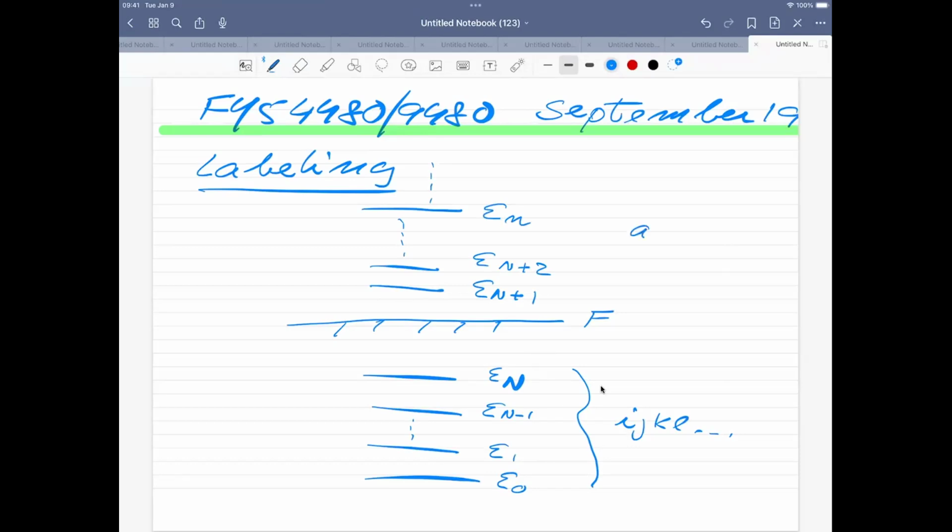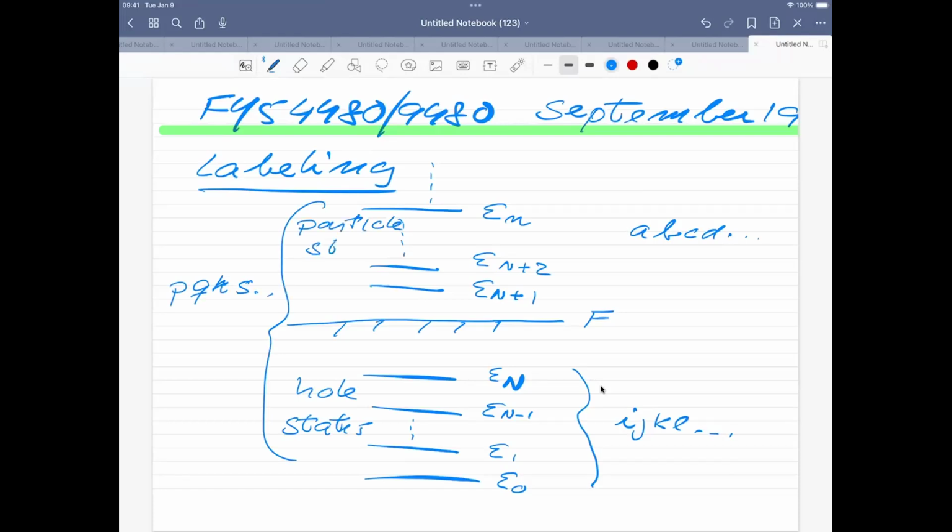And now these states are going to get the labels A, B, C, D, etc. And then we are going to have a common denominator for all these states, where we use the subscripts P, Q, R, S, etc. And we will loosely call these states hole states. And we are going to call these particle states. And the whole idea is that by introducing a new reference vacuum, the hope is that that can simplify the calculations of quantum mechanical expectation values of systems with many particles.